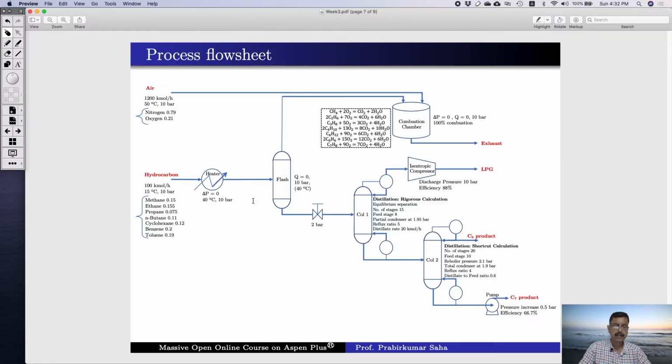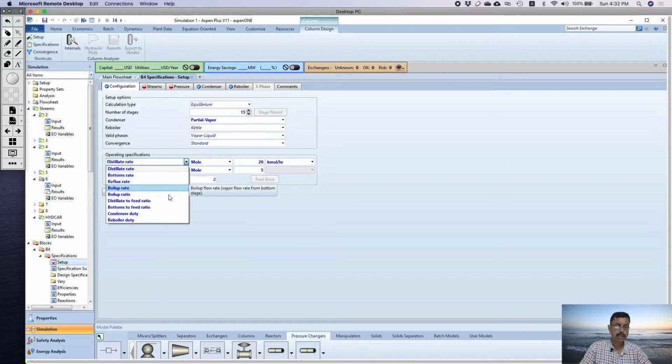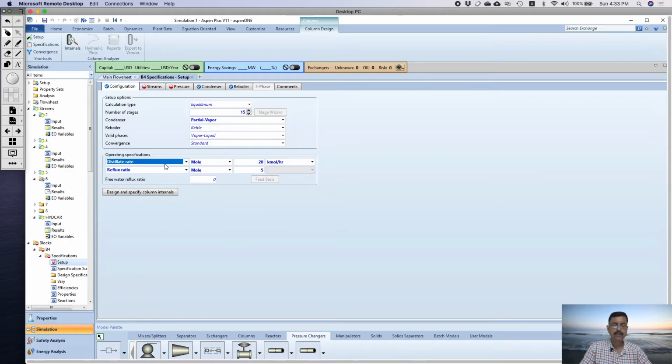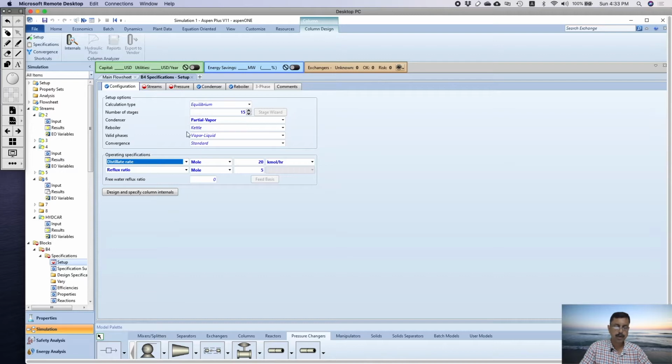And distillate rate, here it is 20 kilomoles per hour. So instead of distillate rate, you can give bottoms rate, reflux rate, boil up ratio, all these things, distillate to feed ratio, condenser duty, but we have the information distillate rate. So if you give either of them, the equation will be complete. So its configuration is complete. Let us go to next.